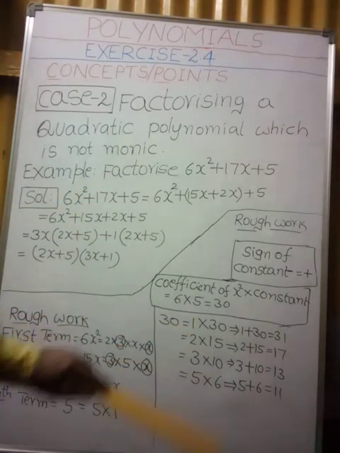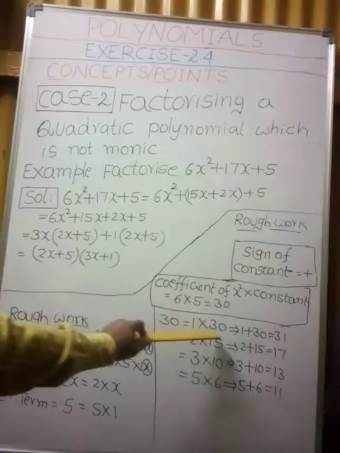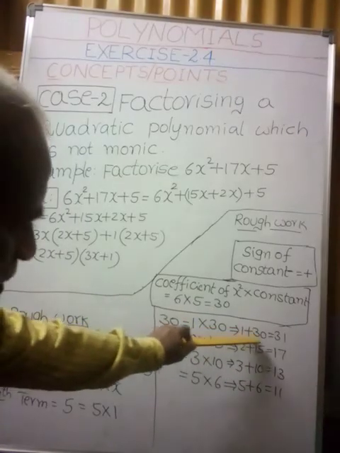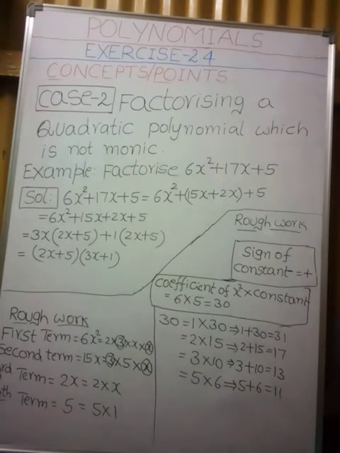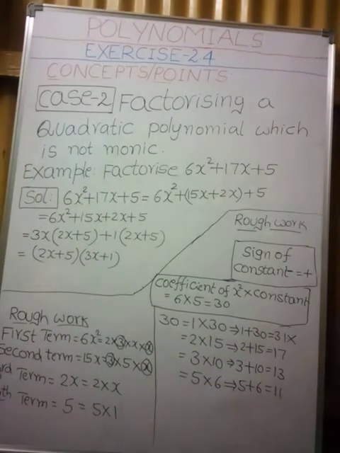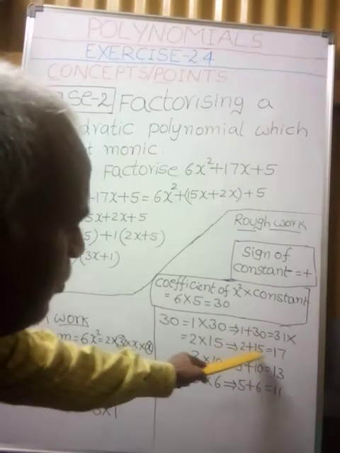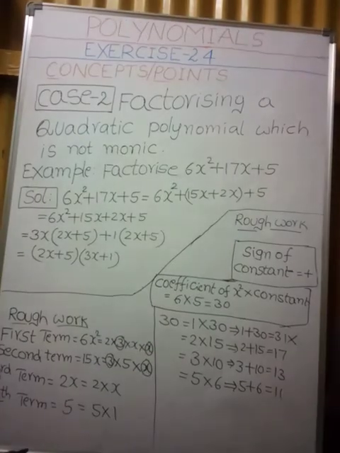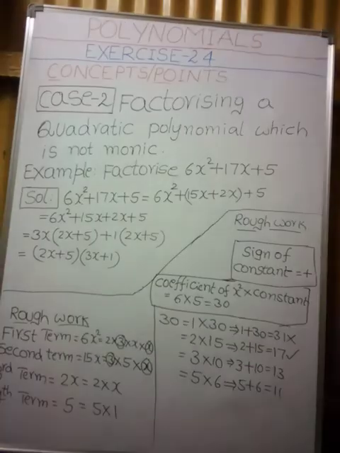So, what is said here? Plus means we have to add these two factors. 1 plus 30, what do you get here? 31. So this case is not useful for us to split the middle term. See the second one, 2 plus 15. What will you get here? 17. This case is useful for us.